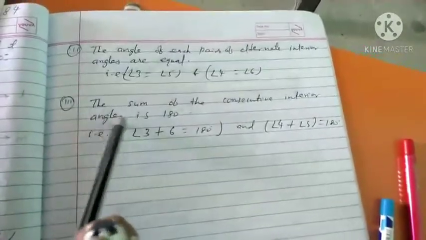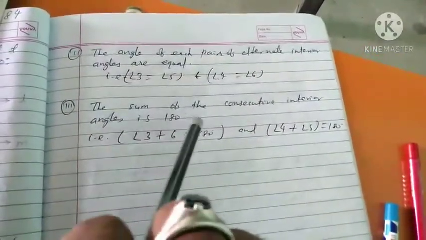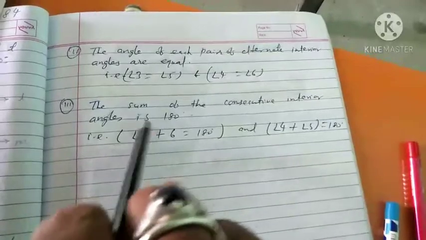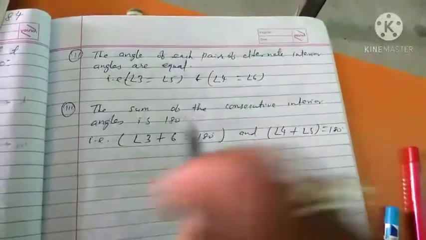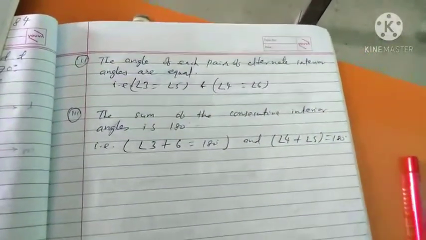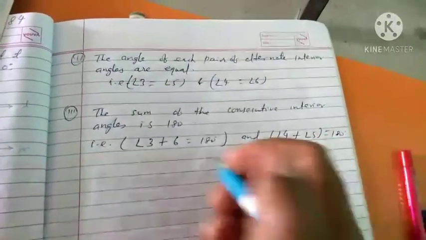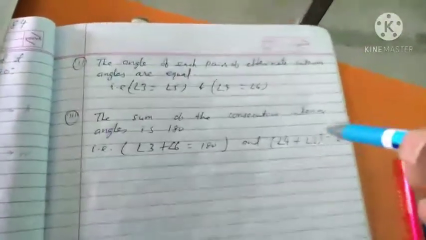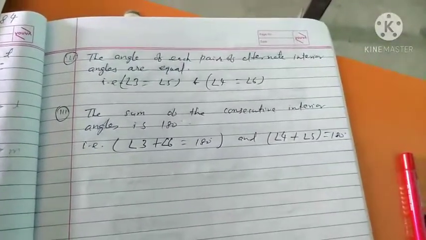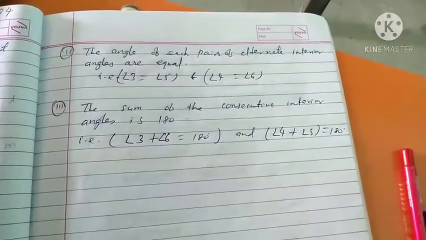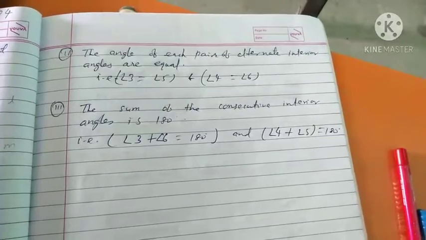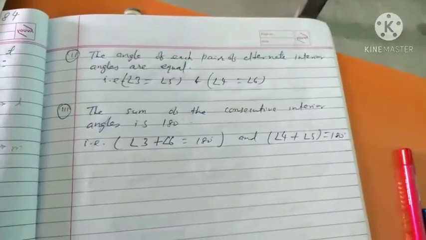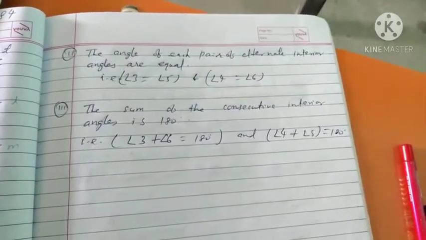Third point is, the sum of the consecutive interior angles is 180 degrees. That is, angle 3 plus angle 6 is equal to 180 degrees, and angle 4 plus angle 5 is equal to 180 degrees. So these are the three conditions when we have two parallel lines intersected by a transversal.